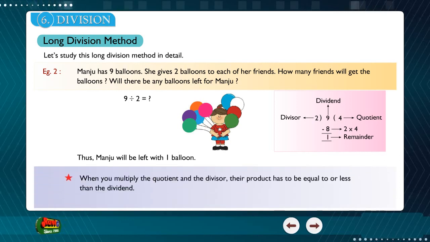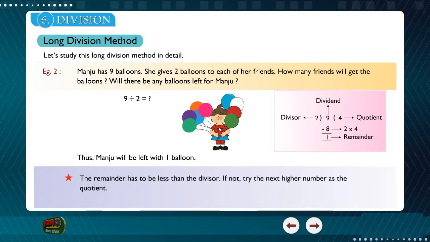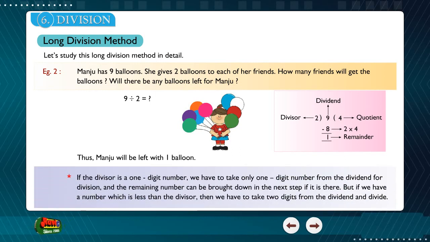When you multiply the quotient and the divisor, their product has to be equal to or less than the dividend. The remainder has to be less than the divisor. If not, try the next higher number as the quotient.